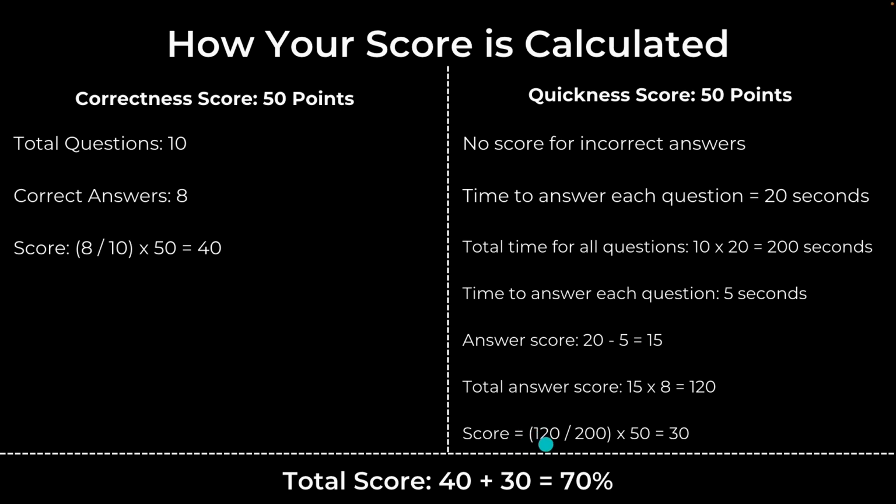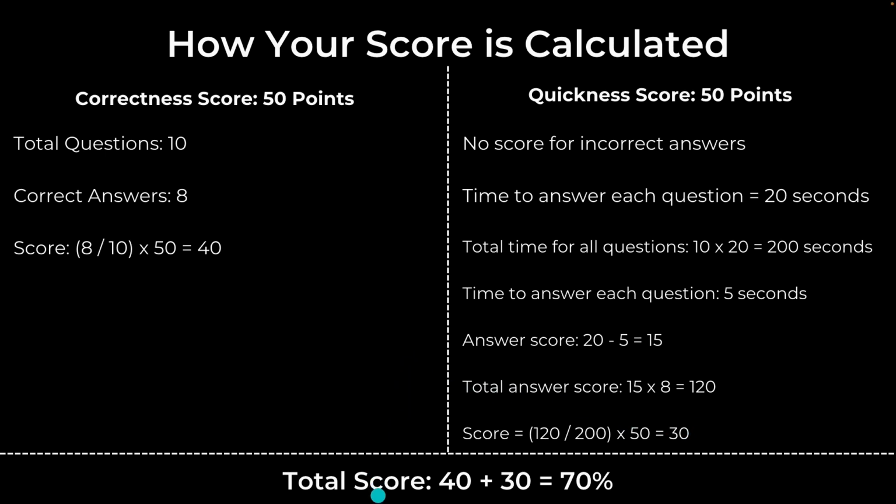To get their final score, which is out of 50 points, we do 120 divided by 200. This 200 is the total time allocated for all questions. Remember, all questions are timed, so the 200, as we did earlier, is the total time. So 120 over 200 times 50 gives you 30. This person got 30 out of 50 for the quickness score.